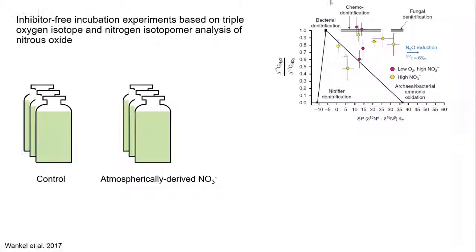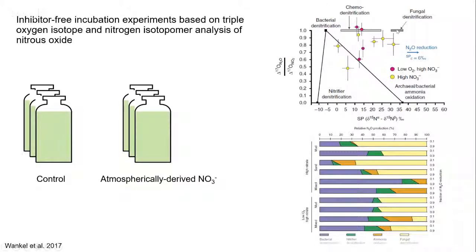But if this method could be successfully applied, a mass balance calculation allows us to back-calculate the contribution of different processes to nitrous oxide production. What I'm showing on the right here is published in Scott Wankel's paper last year, and they have shown that in these marine sediments, fungal denitrification could contribute up to more than half of the nitrous oxide they have measured in their incubations.